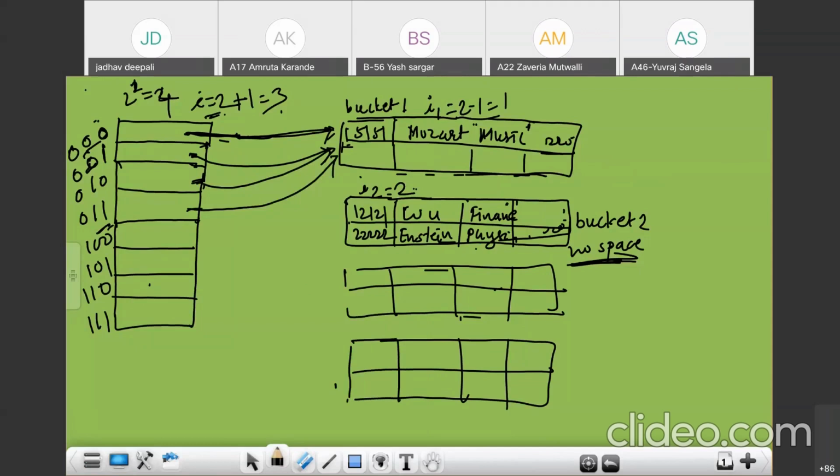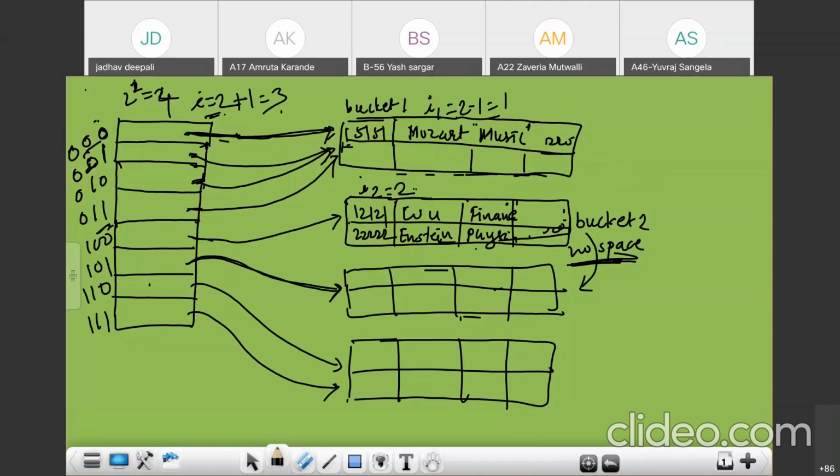Now which bucket have we split? We split bucket number 2. So one pointer points here, one pointer points here. Then one pointer points here and the remaining 2 pointers point here. Is it clear why we do this? One pointer here and one pointer here, because we split bucket number 2, and that's why the remaining 2 pointers are here.